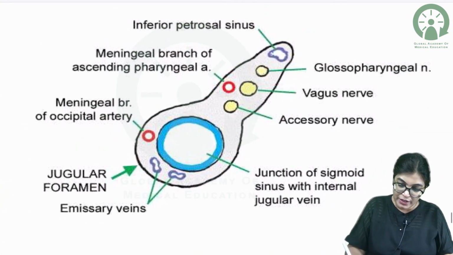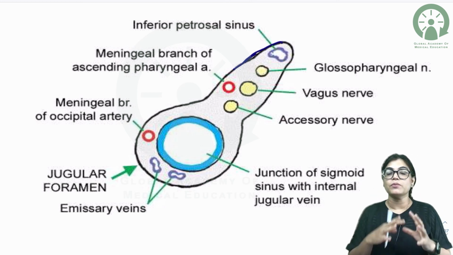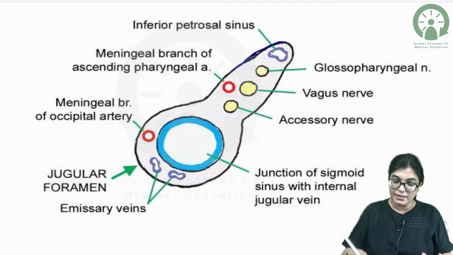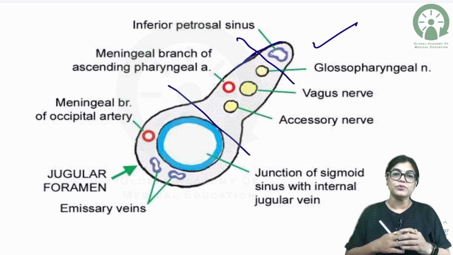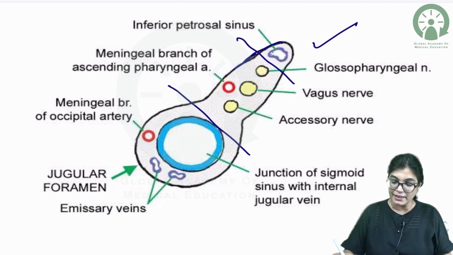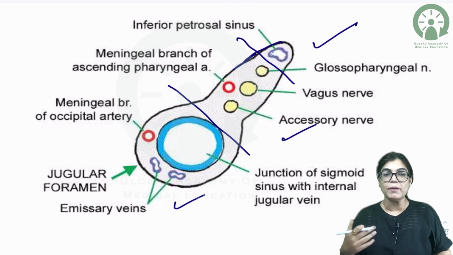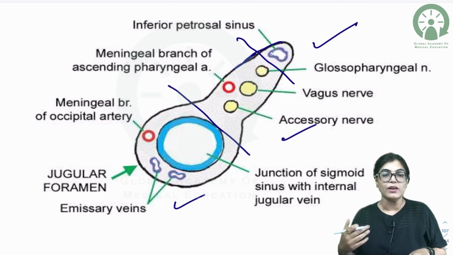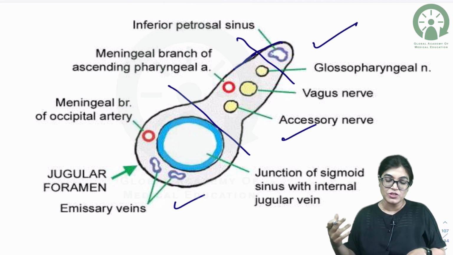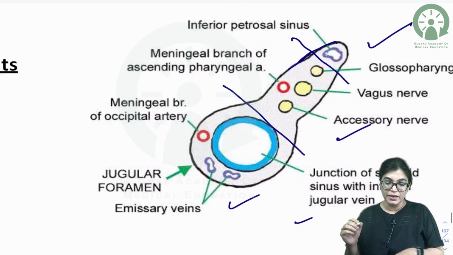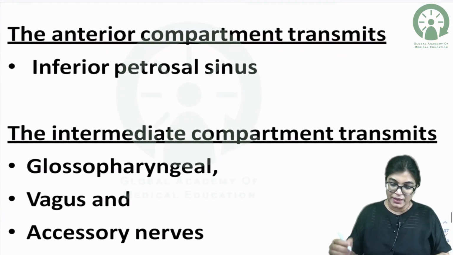So this is the outline of the jugular foramen. Why have I used this? Actually, the jugular foramen has many structures traversing through it. It can be divided into 3 parts. From the anterior part, the inferior petrosal sinus; the middle part, the 9th, 10th and 11th cranial nerves; and through the most posterior part, the emissary vein along with the meningeal branch of the occipital artery and the sigmoid sinus forming a junction with the internal jugular vein. So the jugular foramen is divided into 3 compartments.